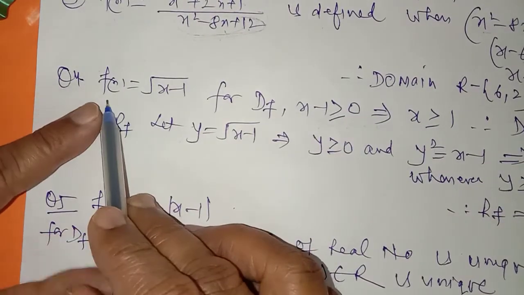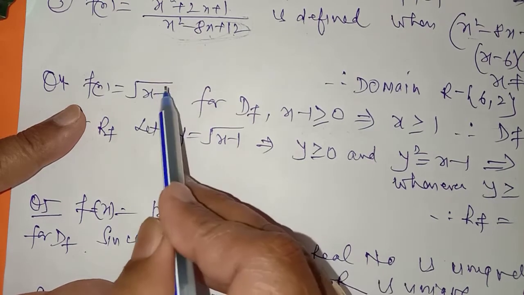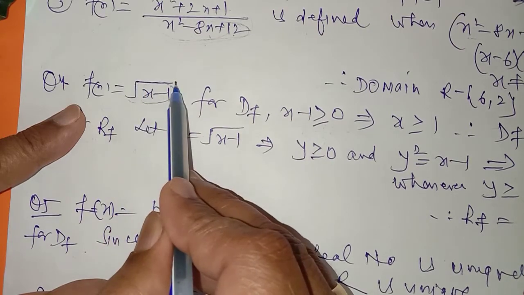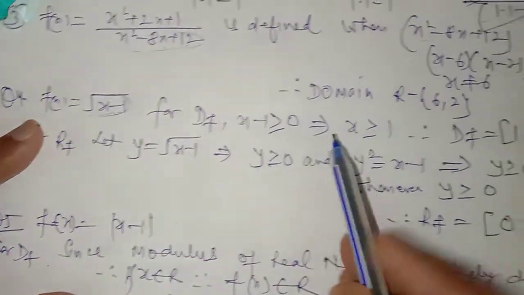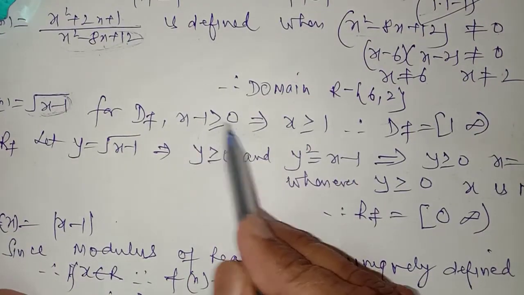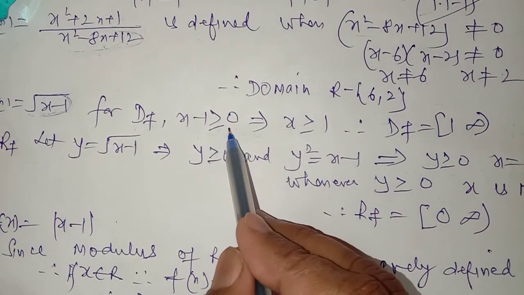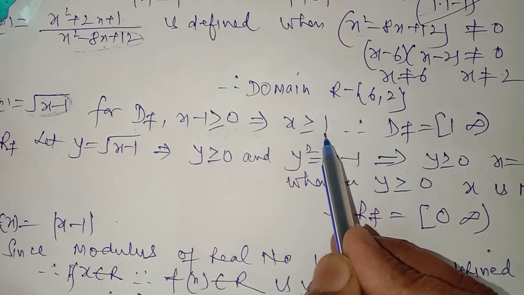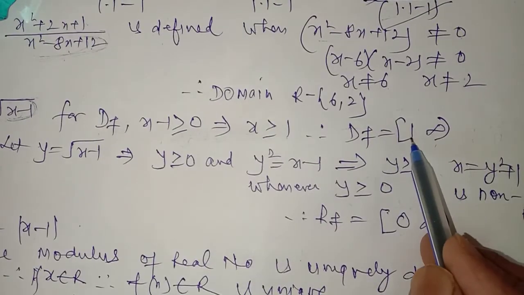Now in question number 4 you have to find the domain of this function, under root x minus 1. As we have already discussed in the last exercise, to find the domain, this value should be greater than or equal to 0. In the square root we cannot have a negative number. So x minus 1 should be greater than or equal to 0 for the domain of f. It means x should be greater than or equal to 1. So the domain of this function is from 1 to infinity.